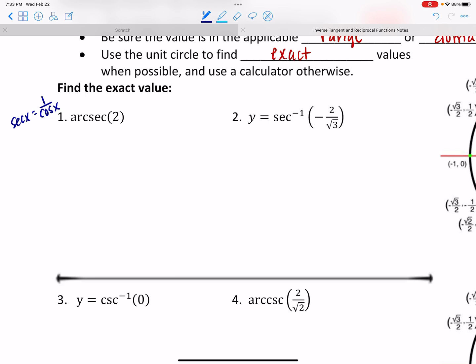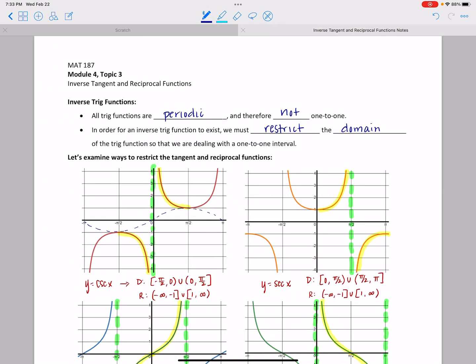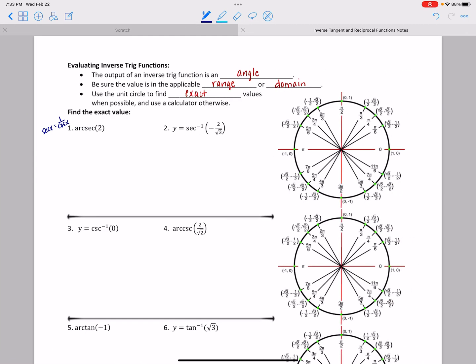Okay, sorry. Secant is the reciprocal of cosine. So when we're looking for our angle, keep in mind we're going to have to take the reciprocal of the cosine value. Okay, so secant's the reciprocal of cosine. So the reciprocal of cosine.